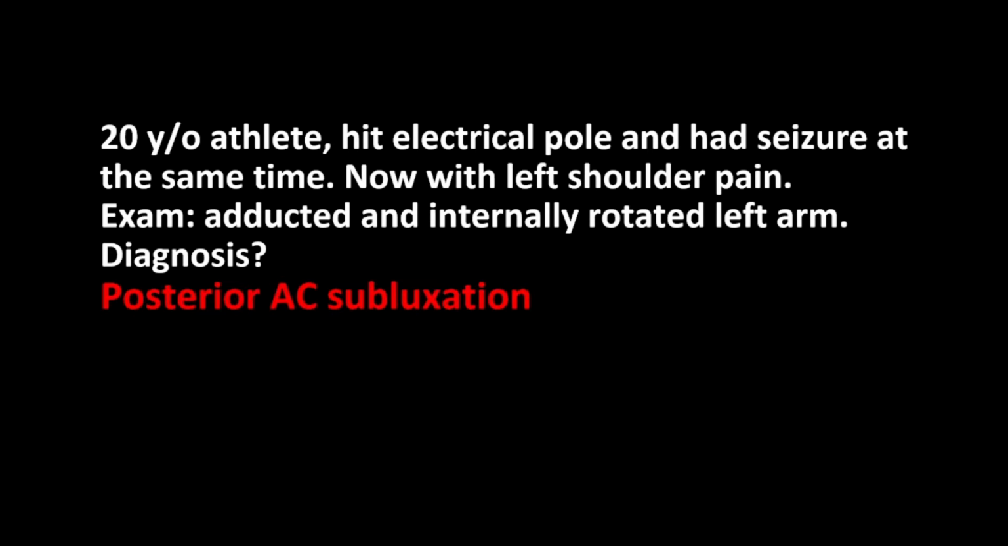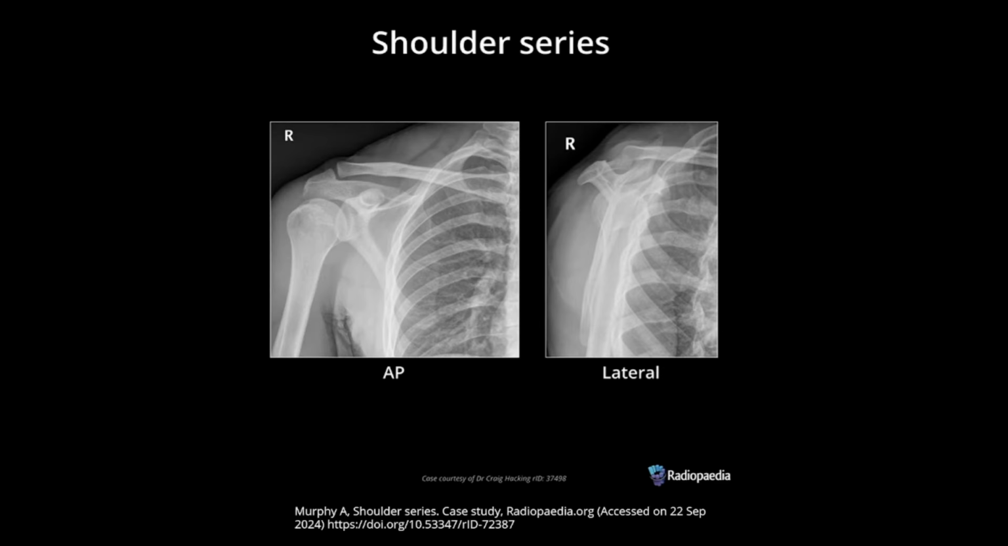So here you want to be thinking actually about a posterior AC subluxation or shoulder dislocation. And the common buzzwords for that will be your electrocution, so hitting an electrical pole, and also seizures can predispose patients to posterior subluxations. Here's a shoulder series of AP and lateral view of a shoulder dislocation.